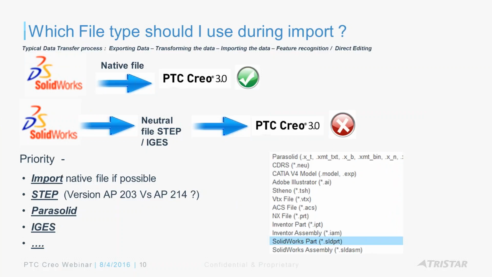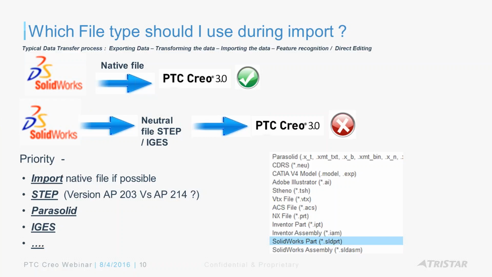As you know, starting with Creo 3, without getting any add-on licenses, you are able to directly open or work with native files like Inventor, SolidWorks, Solid Edge, CATIA, NX, right? But if you look at the data transfer process, it's a 3-stage or 4-stage process. First, from the native CAD system, they export the data, then the data gets transformed during import, and you import it. Once you import it, you use some feature recognition tools, maybe some editing tools, to make changes and build some design intent into it. So that's really the overall process.